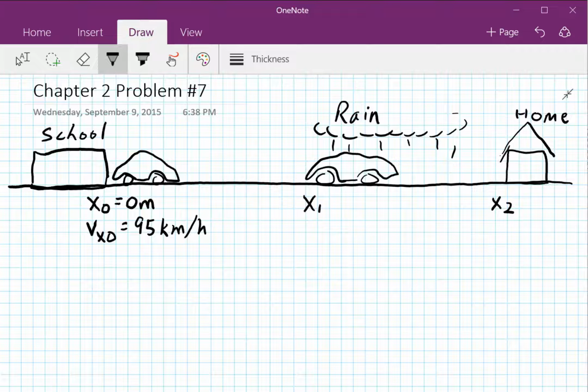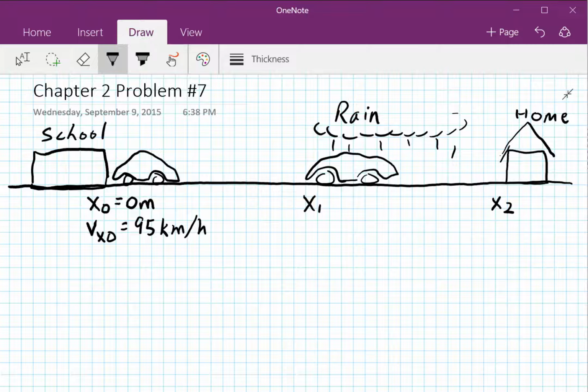Personally, I like to use letters. So I would use xR for the position of the rain, and then I would use x1 for the final position. Okay, it's up to you. I've noticed that more students seem to appreciate using ones and twos because it's easier to put them in order instead of trying to remember where the letters go. So I'll stick with the ones and twos in this case.